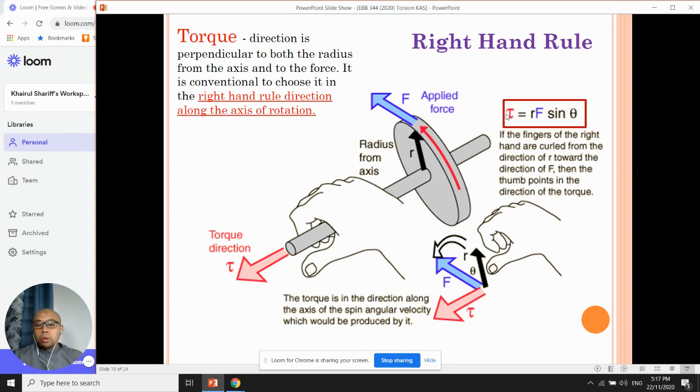Normally torque we know as T, and T equals R F sin theta. What does R mean? R means the radius of the metal rod, or the shaft, or whatever.